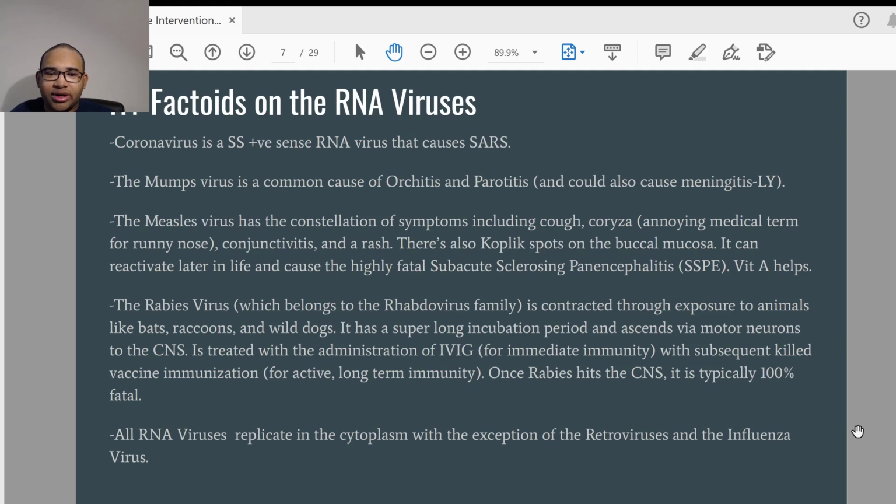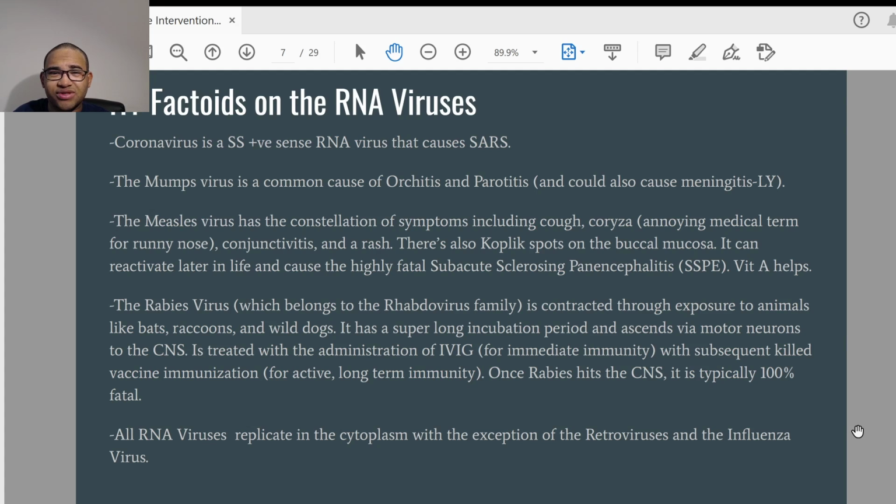That's super low yield. Okay, so let's say some high yield things on the RNA viruses. Remember the coronavirus, it's one of those things that you should probably expect to see an increased measure on MBMEs because it has killed so many people in recent times. Remember, it's a positive sense, single-stranded RNA virus. It's the thing that causes SARS. If you remember SARS from back in the day, that was actually caused by the coronavirus.